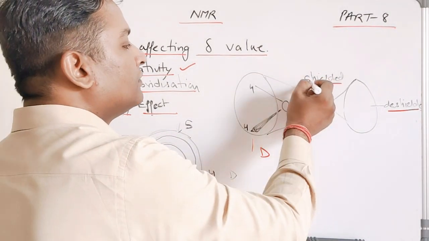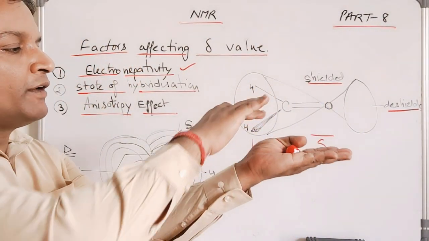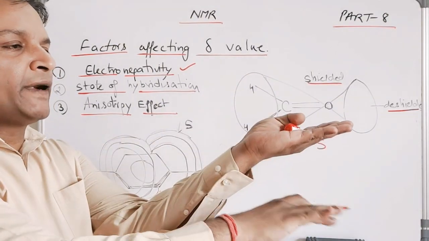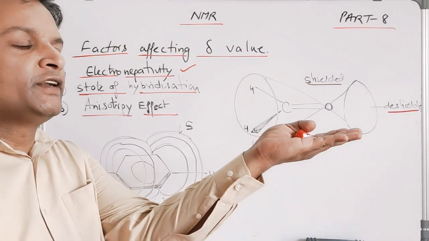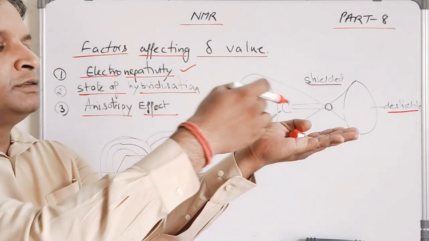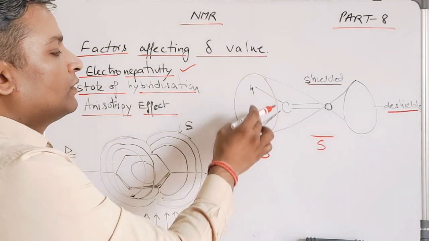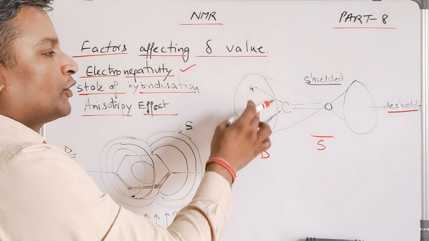But above and below, it is a shielded region, because the pi electron above and the pi electron below are moving in a circular motion. So above and below there is shielding, but if you consider the cone, in the cone the protons are found to be de-shielded.